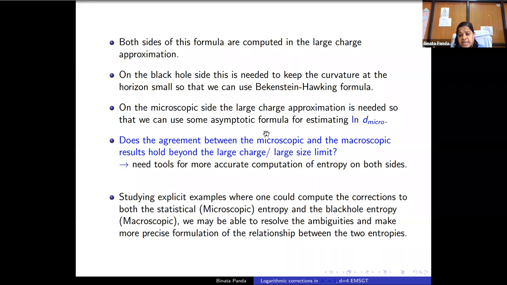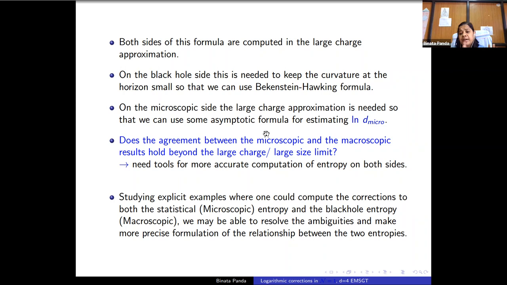Let's say this is the leading order calculation on both sides, and we need tools for more accurate computation so that we get correction terms on both sides, macroscopic and microscopic. Only then can we tell something concretely about this agreement or about the explanation. One way to resolve the ambiguities is to study as many explicit examples of different kinds of black holes as possible, where one could compute the corrections to both the statistical entropy and the black hole entropy, and we can make a more precise formulation of the relation between these two entropies.